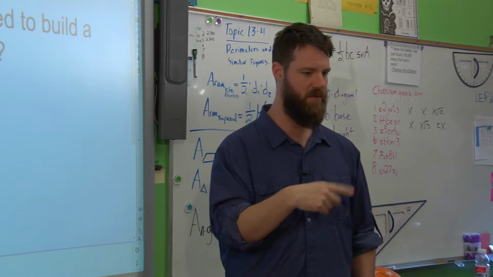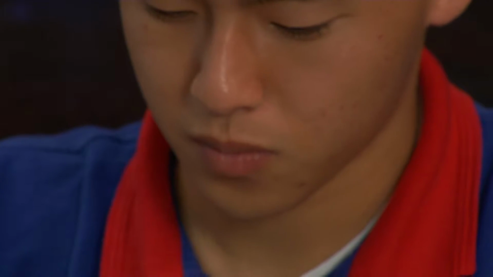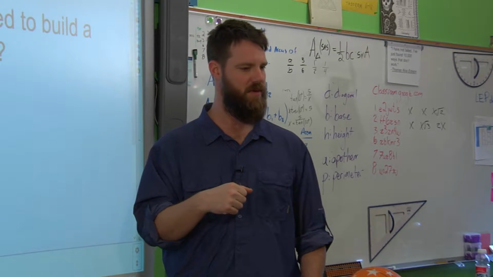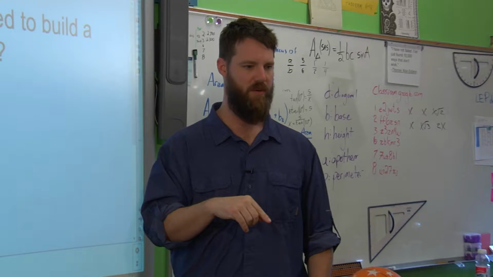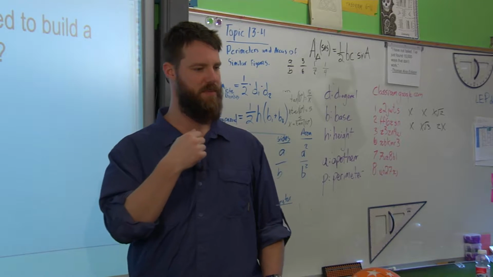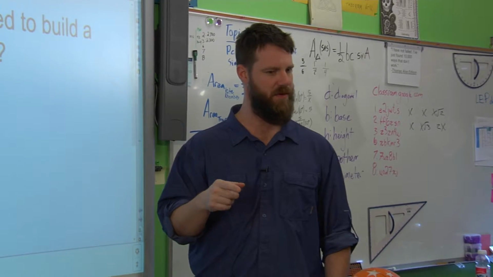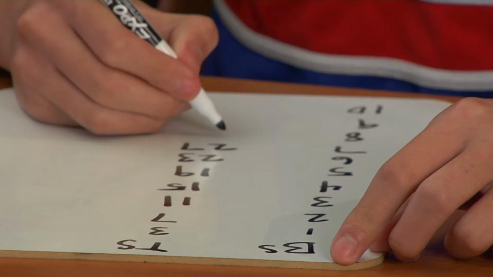Okay, so let's go through it. 1 stick in the base was a total number of 3. 2 was 7. 3, 11. 4, 15. All right, so let's keep going with that and see what happens. So each time you go down, what are we adding to the previous number? 4. Okay.